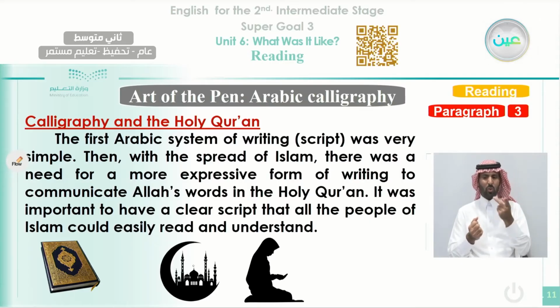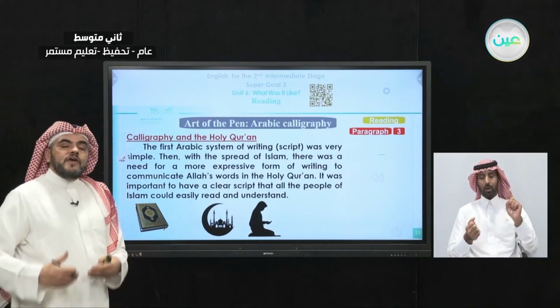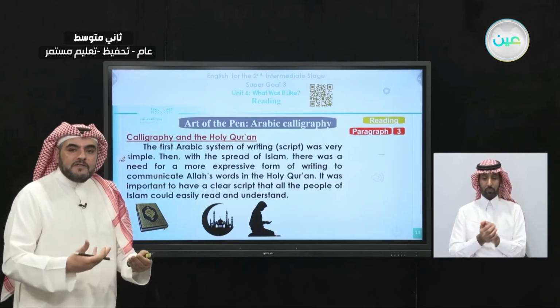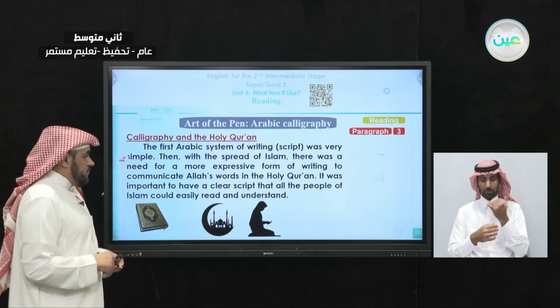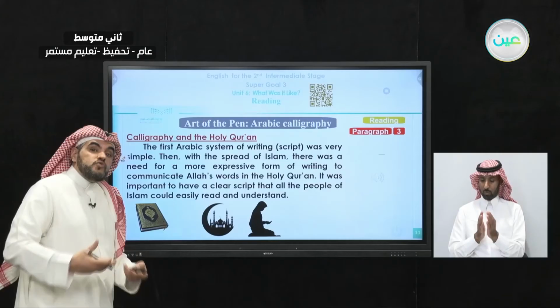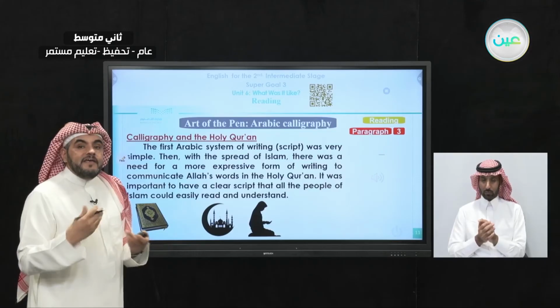When Islam spread outside of Mecca al-Mukarramah, there were non-Arabs who needed to read the Quran and understand it, so they made the handwriting, or the calligraphy, simpler and easier for them to read. It was also important to have a clear script that all people of Islam could easily read and understand. That is the reason they wanted to make the script of the Quran easier.